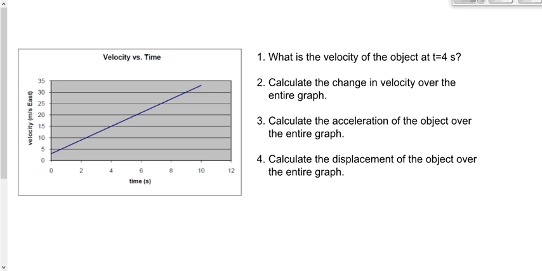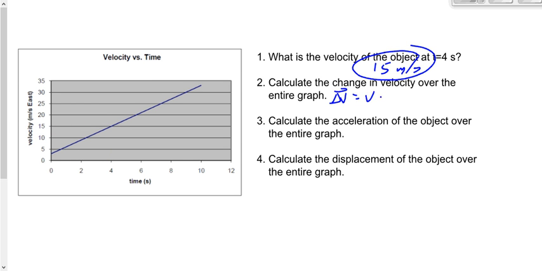It's this one. We've got a velocity versus time graph. Velocity on the y-axis, time on the x-axis. We're going to find the velocity at 4 seconds. So what do we do? We go up and over at 4 seconds. Up and over, looks like 15 meters per second. Easy enough, right?